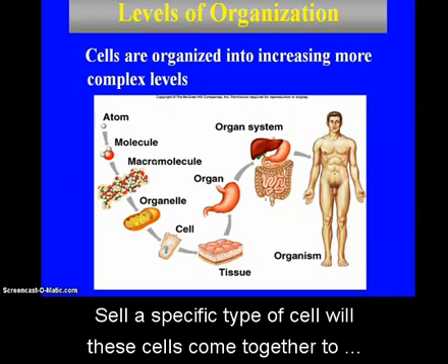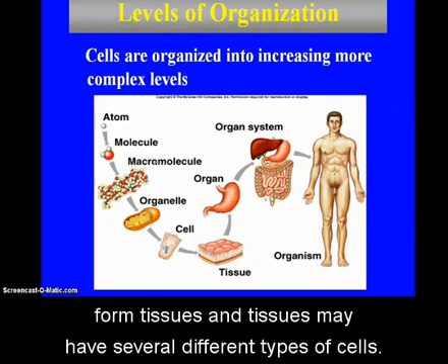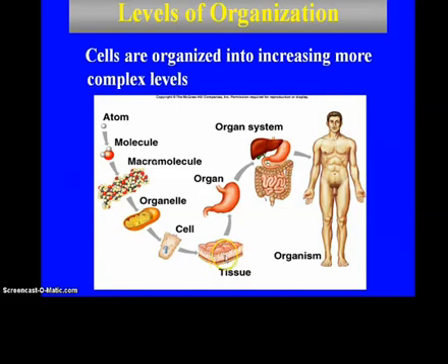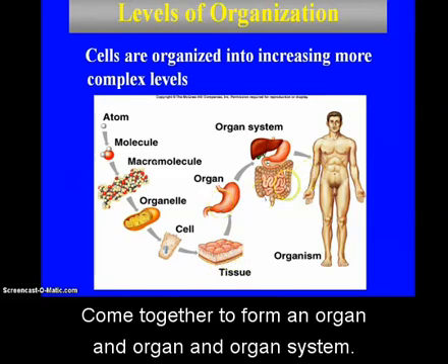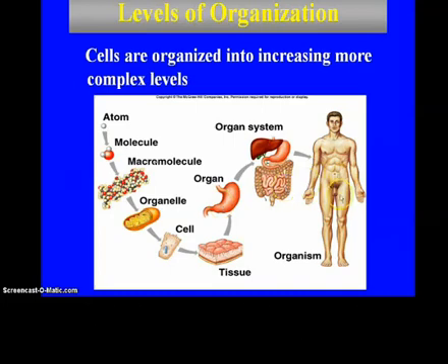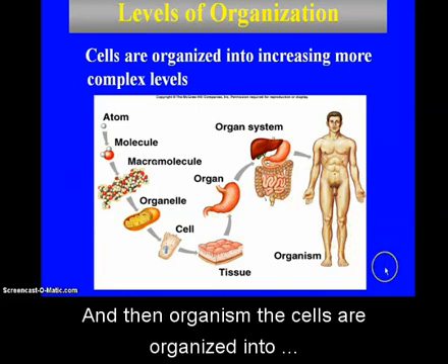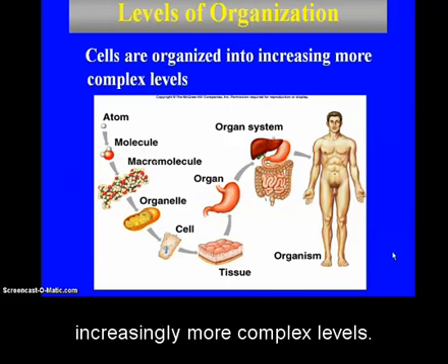Well, these cells come together to form tissues, and tissues may have several different types of cells, and then tissues come together to form an organ system, and then organism. So cells are organized into increasingly more complex levels.